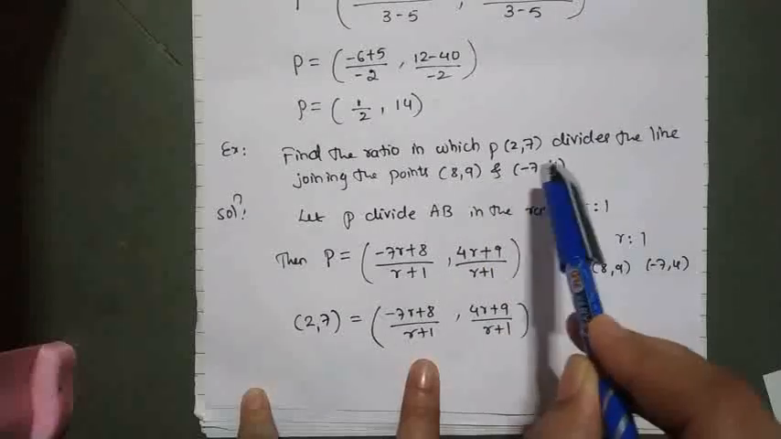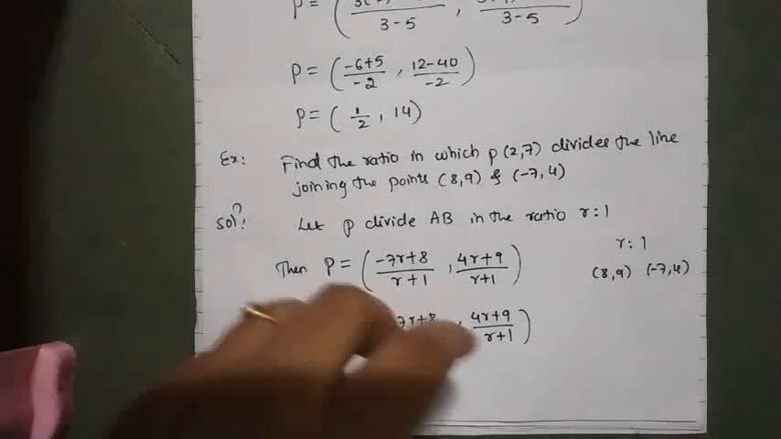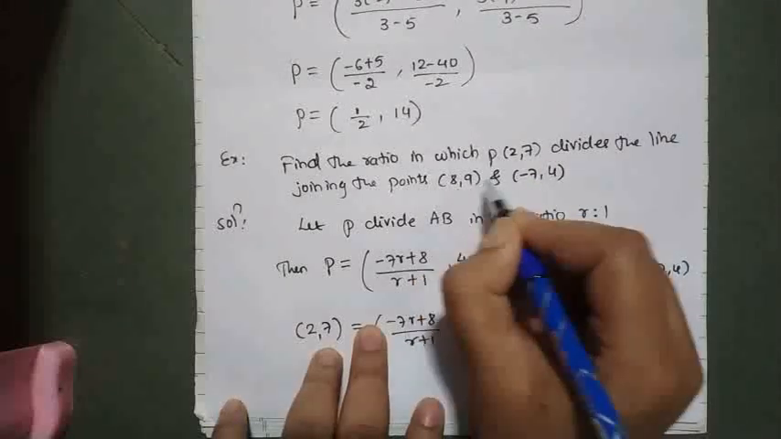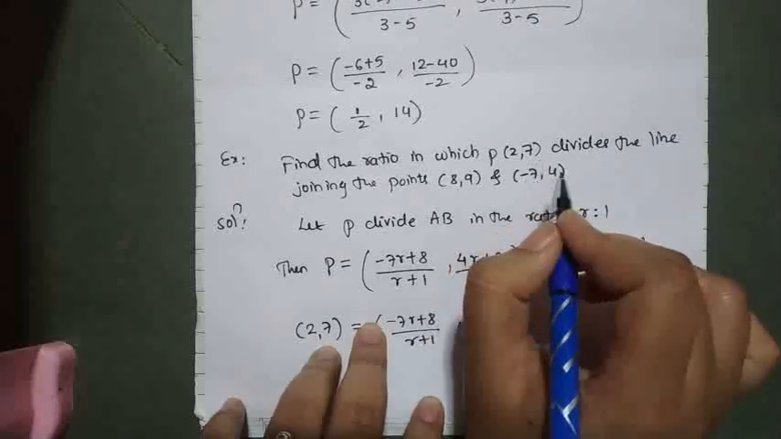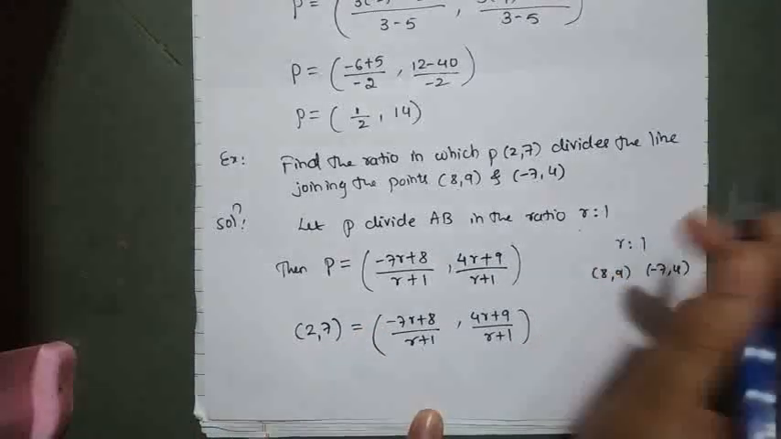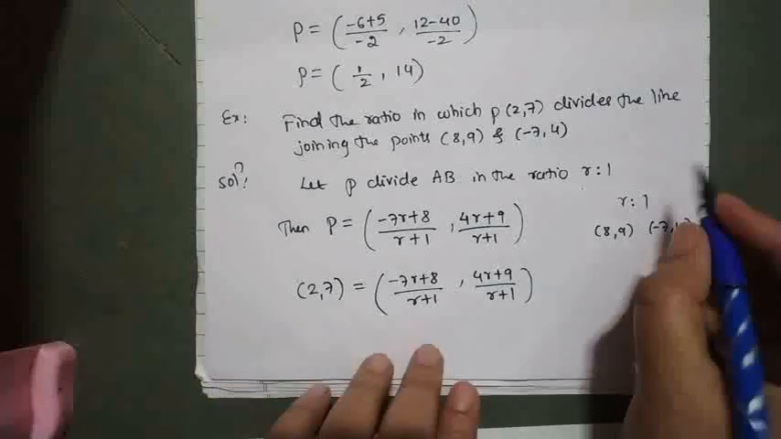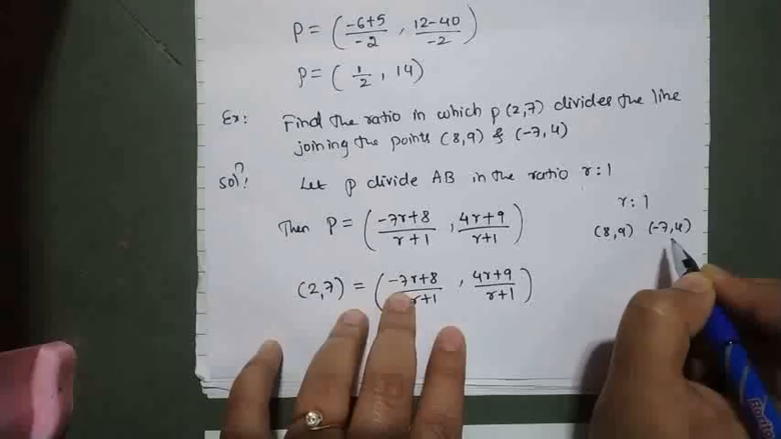Next: find the ratio in which P divides the line joining the points (8, 9) and (-7, 4). Here we don't know whether the division is external or internal. The point P, that is (2, 7), divides the line segment joining the points (8, 9) and (-7, 4). So this point P divides the line segment joining these 2 points in the ratio r:1. We don't know the ratio, we need to find it. Let it be r:1. Then what is the coordinate of P? P is given by the ratio r:1 and the coordinates (8, 9) and (-7, 4).